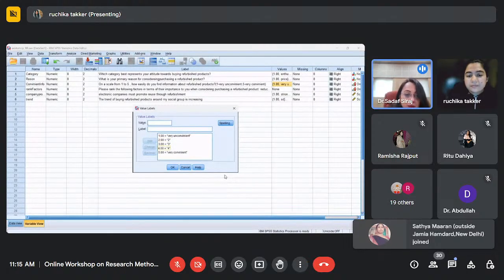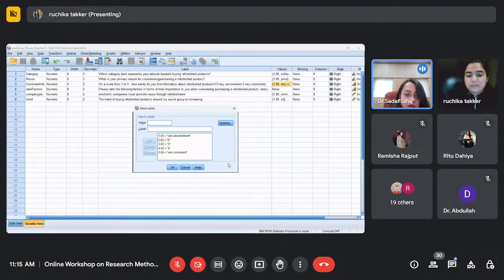It could be very inconvenient, inconvenient, neutral, convenient, and very convenient. And if I'm putting a neutral, neither convenient nor inconvenient, then it becomes the interval scale. Whenever we are providing a neutral point and we are having the adjectives, it can be classified under the interval scale. Okay, that you can do.